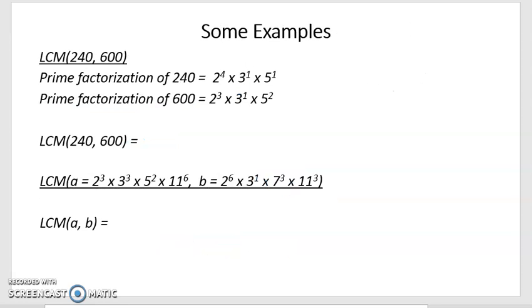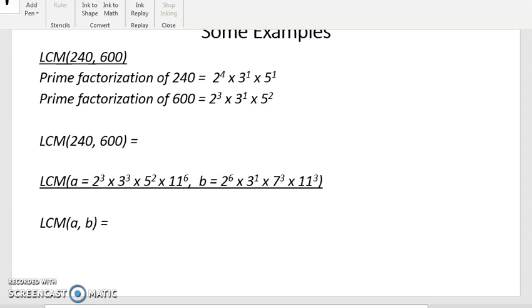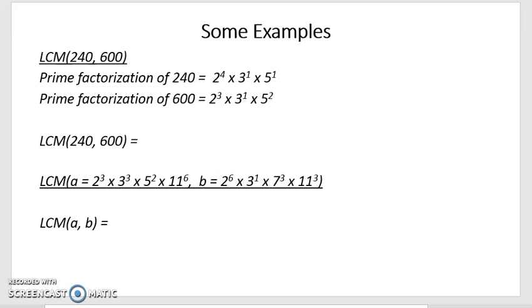Okay, let's work a few examples. And again, I think using the larger numbers allows you to see, hopefully, the advantages of the prime factorization method. For 240 and 600, again, you probably would not want to list out factors. You could. They might not take too long. But for 240, you've got the factors of 2 to the fourth, 3 to the first, and 5. For 600, it's 2 to the third, 3 to the first, and 5 squared.